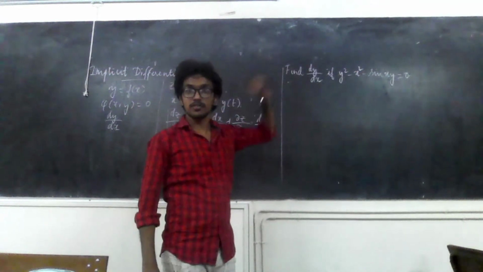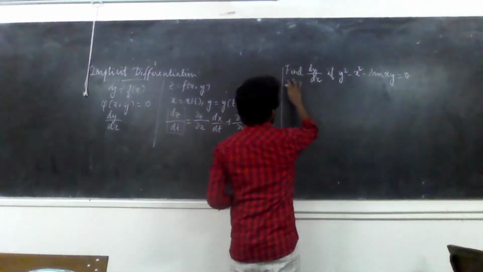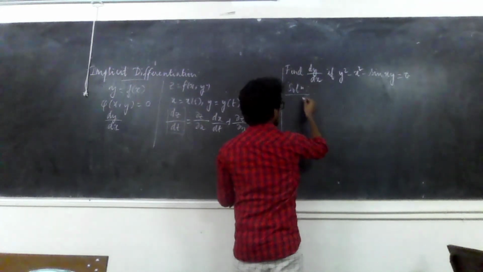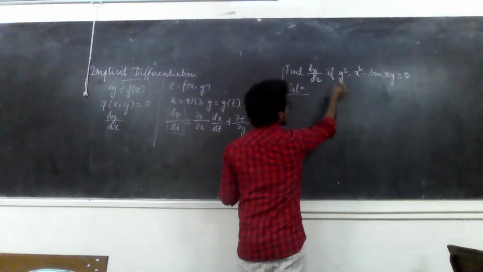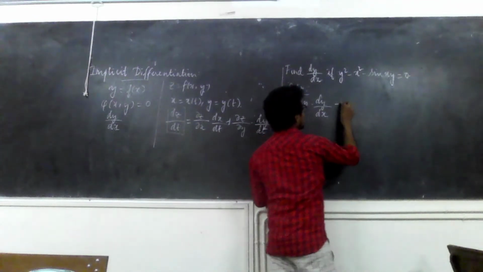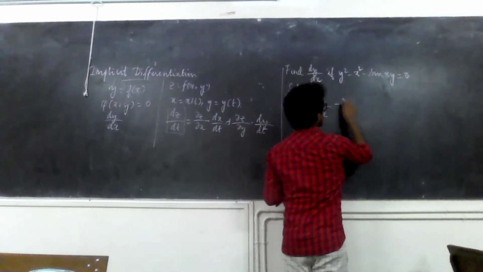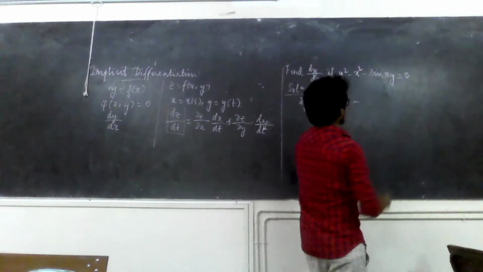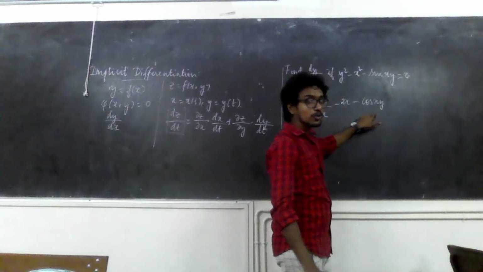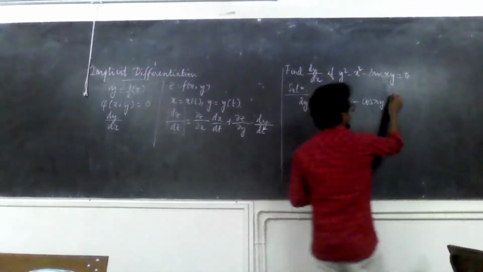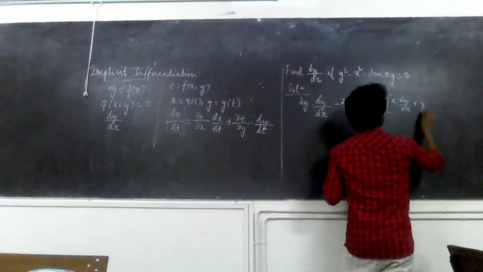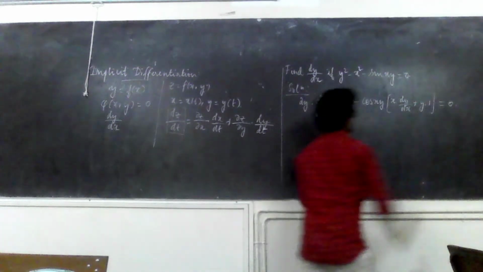From this, we have to find dy upon dx. How are we going to do it? We know that if we differentiate this with respect to x, we are going to have 2y times dy upon dx minus 2x minus cos xy times the derivative of xy. You have to differentiate this quantity, having x as it is and differentiating y, then having y as it is and differentiating x, and this is equated to 0.